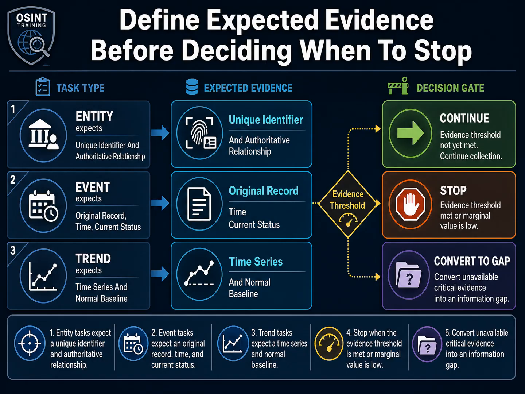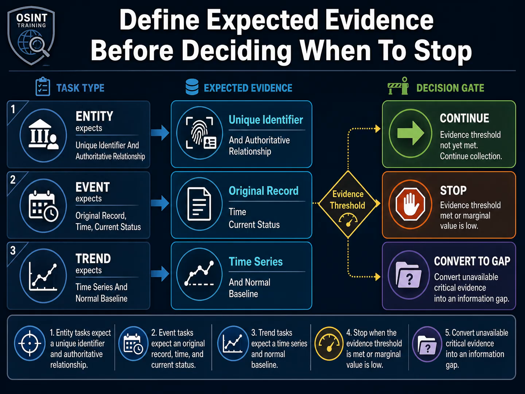An entity task should produce a unique identifier and authoritative relationship. An event task should produce the original record, event time, and current status. A trend task should produce a time series and normal baseline.